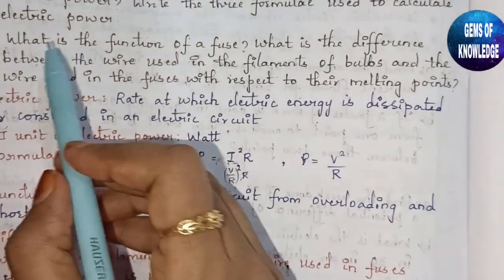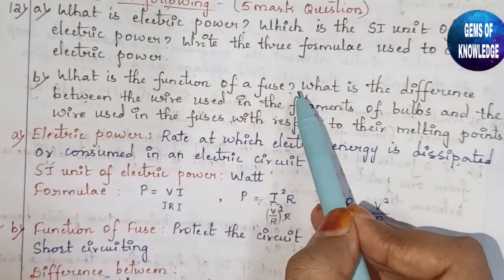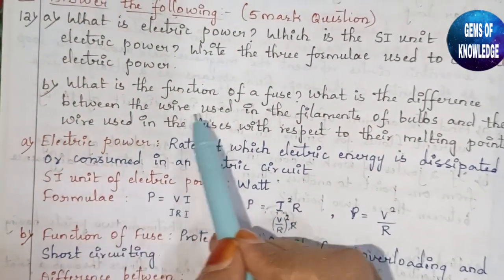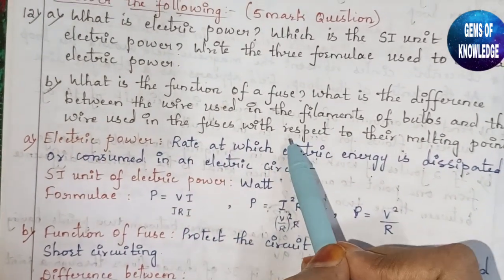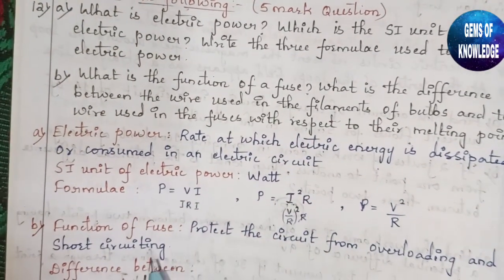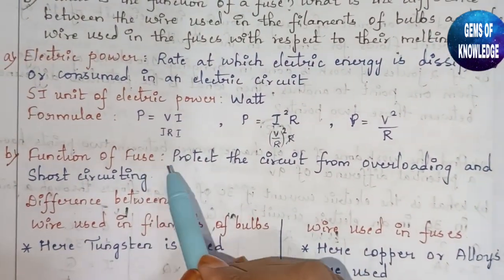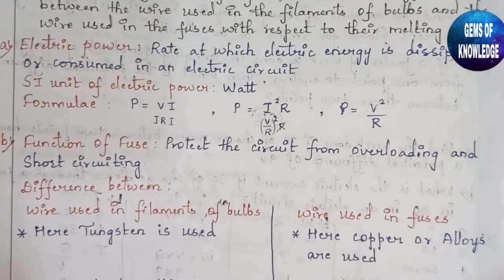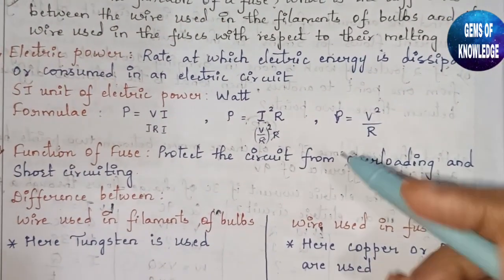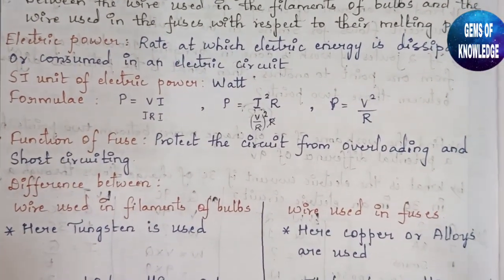Next, 1-mark question. What is the function of a fuse? What is the difference between the wire used in the filament of a bulb and the wire used in a fuse with respect to their melting point? They are asking what is the function of a fuse. It protects the circuit from overloading and short circuiting. The fuse will melt itself and protect the electrical appliances from short circuiting and overloading.